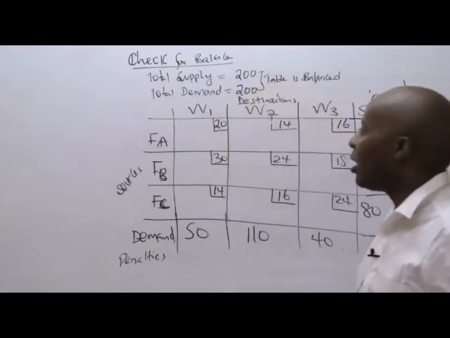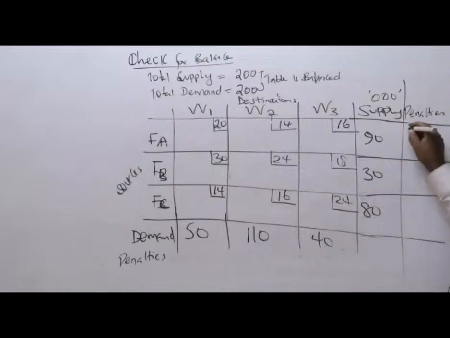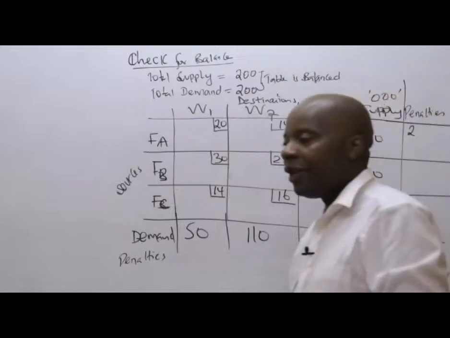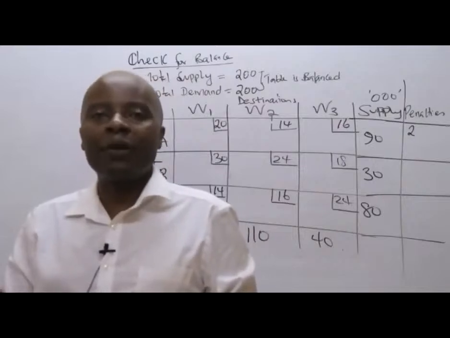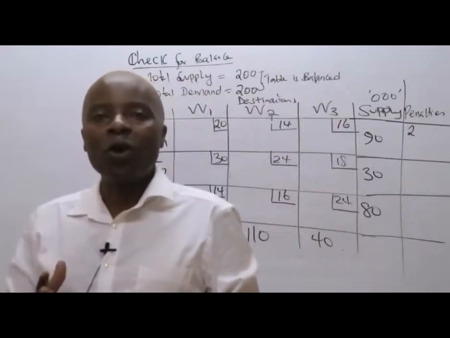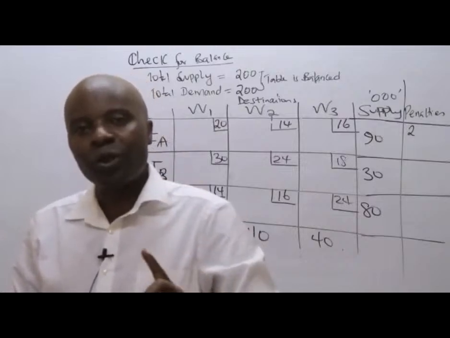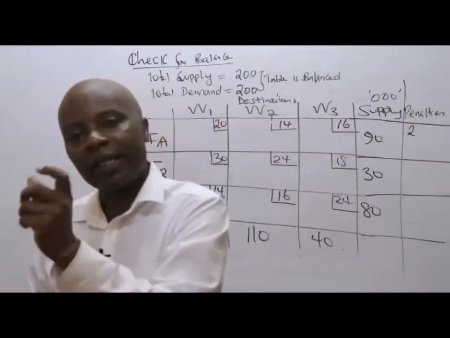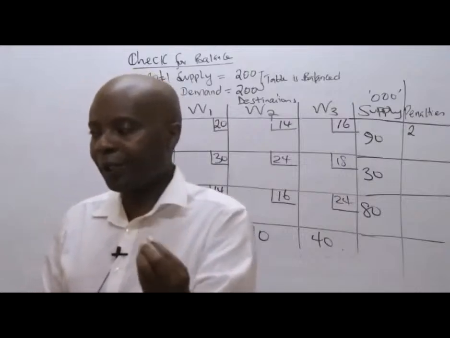Like now here we have 14 minus 16. So 14 minus 16 gives us 2, always a penalty. Even if you get a negative, it's not possible for you to be penalized negatively, so you always ignore the negative. What have we said about penalty calculation? You take the best cell minus the second best cell in terms of the transportation cost per unit.